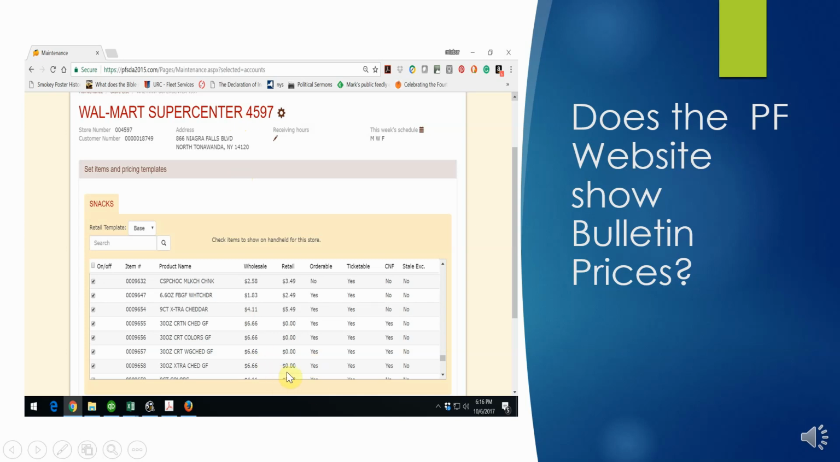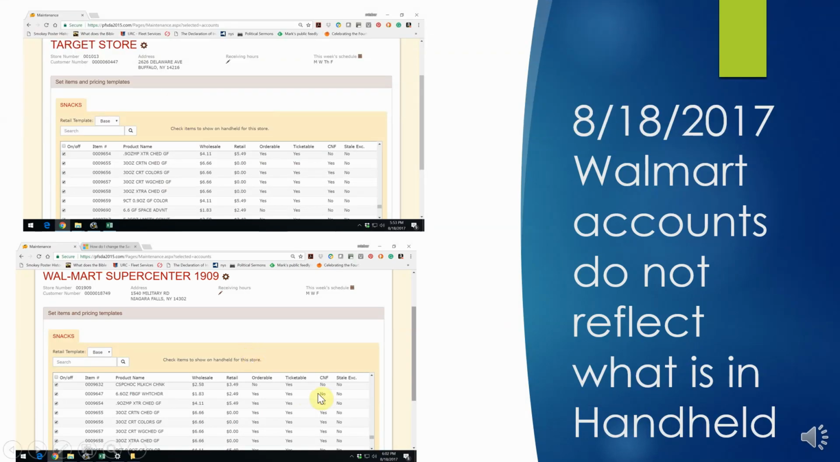So what is it? Is it $6.66 or is it $5.08? There is no consistency. Handheld says $5.08. Website says $6.66. Later on, we'll talk about the tiebreaker. Here's another one showing another Walmart compared to a Target, both showing $6.66. But that's not what is reflected in the handheld. Why is that?